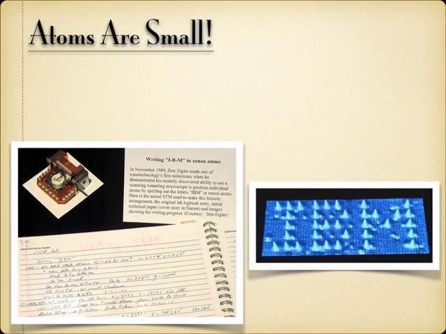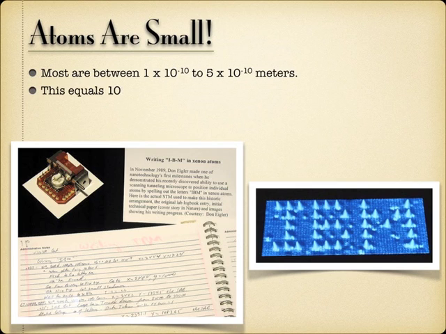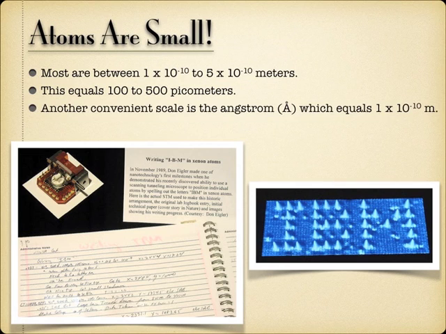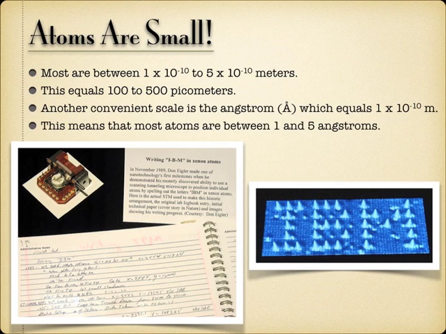Atoms are small. That may or may not blow your mind as statements go. Most of them are between 1 and 5 times 10 to the negative 10th meters, 100 to 500 picometers if you're a picometer fan. They came up with a new unit for this too. It's called the Angstrom. So if you're at the atomic scale, you can be between 1 and 5 angstroms, 1 times 10 to the negative 10th meters.